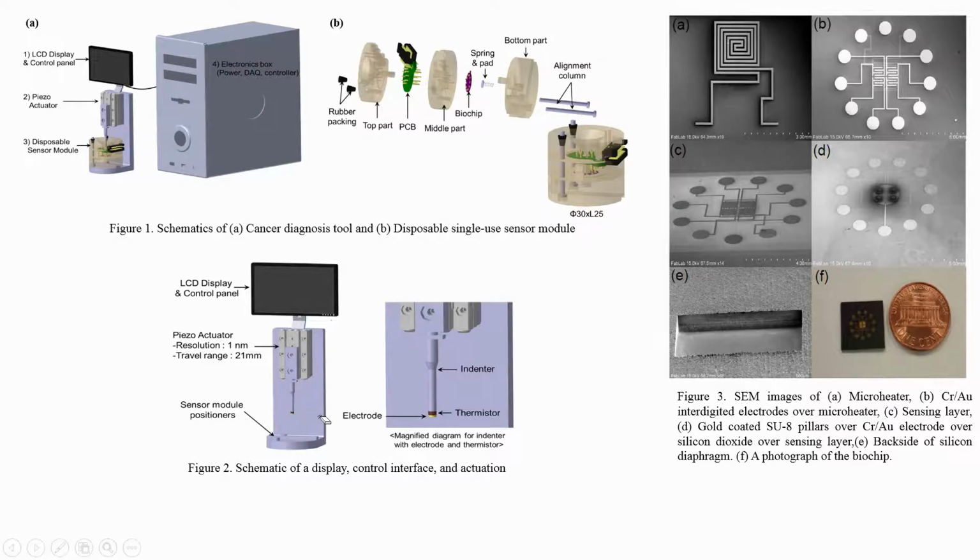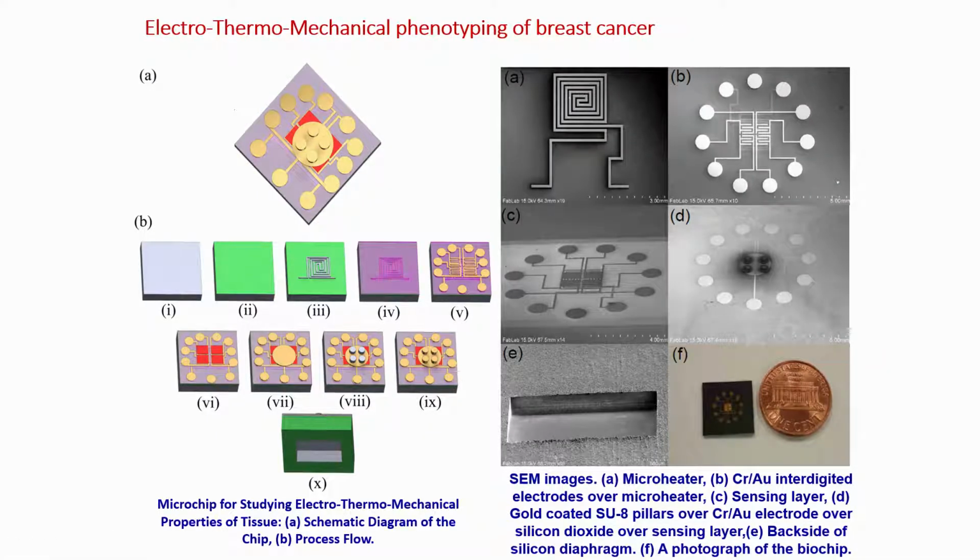So, let me go to the next slide. Here you can see a process flow quickly. There is a silicon, then you have an oxidized silicon, then you have a micro heater, on that you have a silicon dioxide again, on which you have interdigitated electrodes. After interdigitated electrodes you have a piezoresistor, after piezoresistor you have an insulator, and over which you have gold pads. On gold pads you have an SU8 pillar, and then you perform the lift off technique to coat SU8 pillars with gold. Once you do that, on the back side you can create a diaphragm, all right.